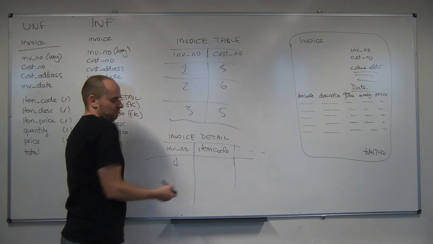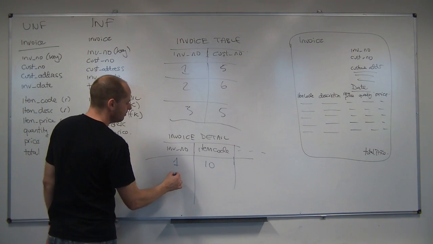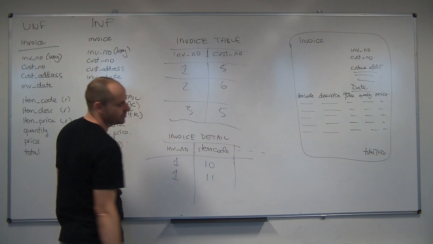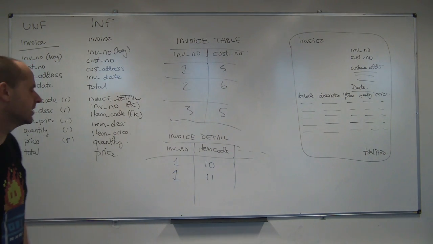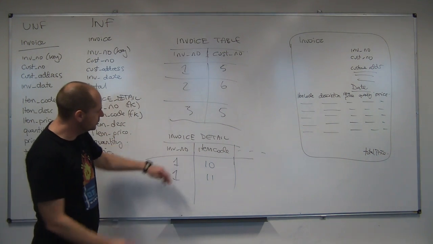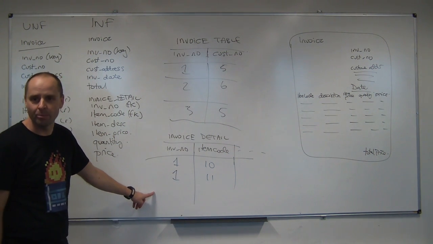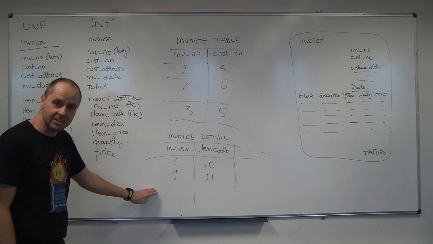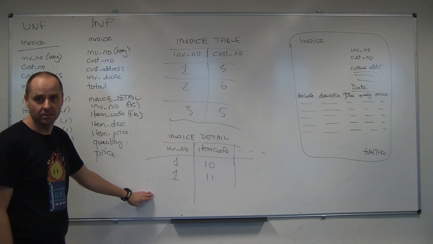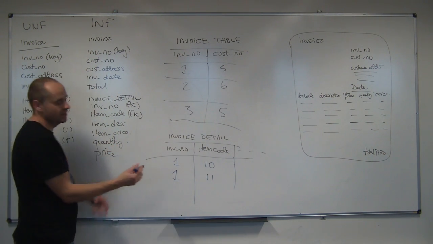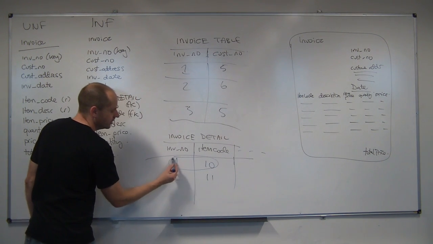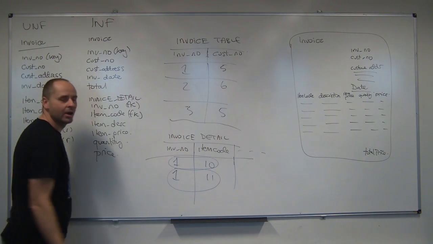Let's say I bought item 10, but also on this invoice I bought item 11. Alright, so I've got 2 items that I bought when I did this order. If I was to just use invoice number, it would not be unique. And it has to be unique, because it's appeared twice. But if I combine it with the item code, that number is unique.